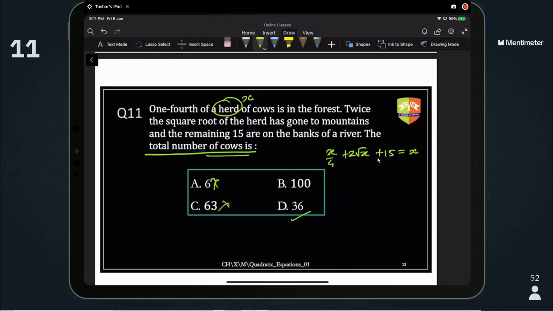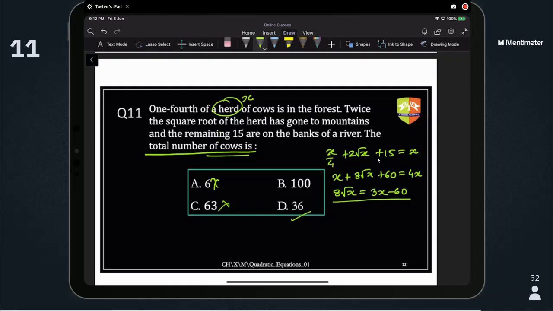If you want to solve it formally, what do you do? Multiply the entire equation by 4. You'll get X plus 8 root X plus 60 is equal to 4X. Now keep the root on one side and take the rest to the other side, so 3X minus 60. Yes, trial and error definitely works. In your exam, in your NTSC, don't really go for the formal method. If you can solve with some shortcut, please do.